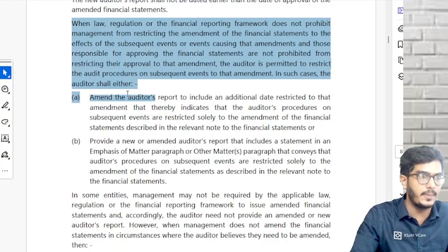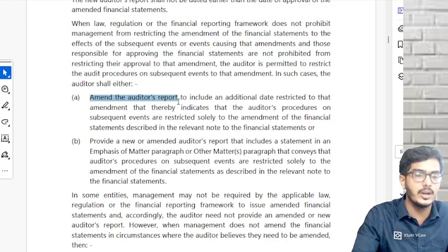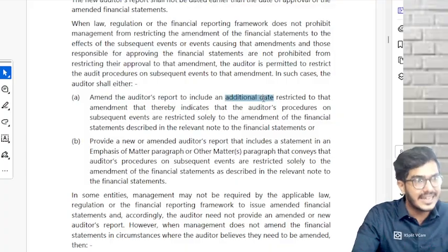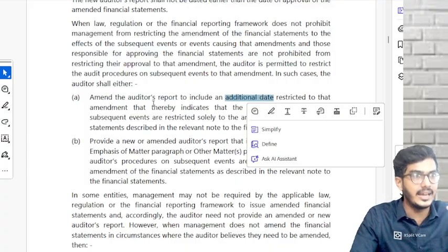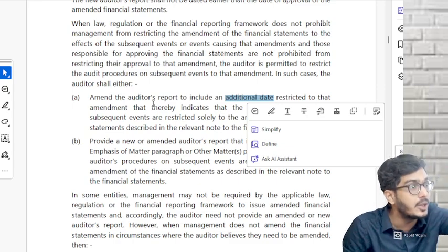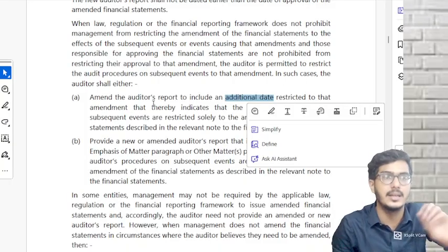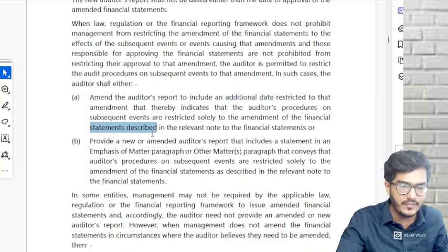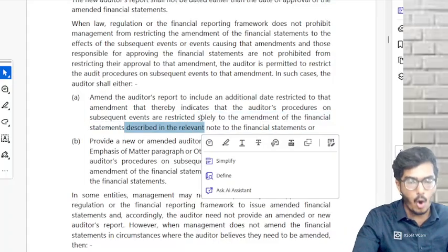Now, if point number B applies, you go and provide a new auditor's report. But if this particular point applies, in that case, you just amend the auditor's report to include an additional date in that report. And that date, you write it somewhere in the report. This new date is restricted only to that particular fact. Not all the facts have been covered. Give a reference to the relevant note in the FS.